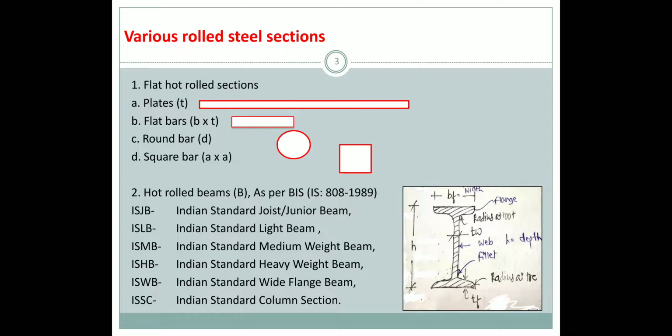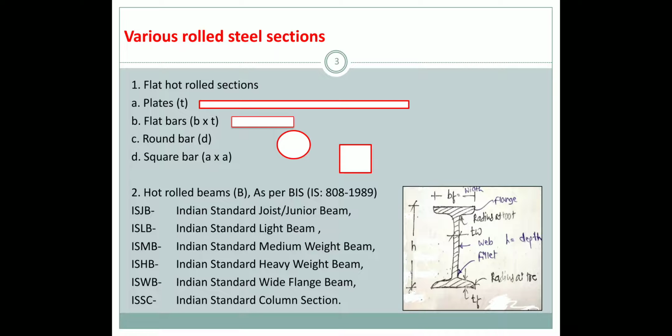The second type of rolled sections is known as hot rolled beams, denoted by B. As per the Bureau of Indian Standard IS 808 1989, the first I section in the given figure is called a hot rolled section. It means it is manufactured using a single piece, so it is called a rolled section.